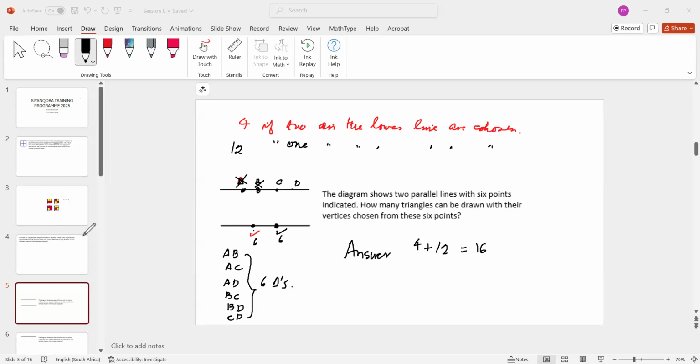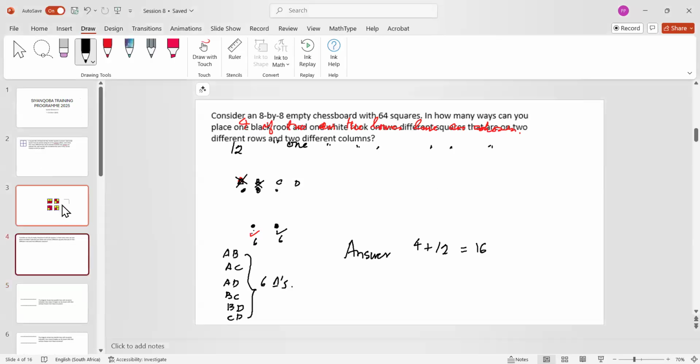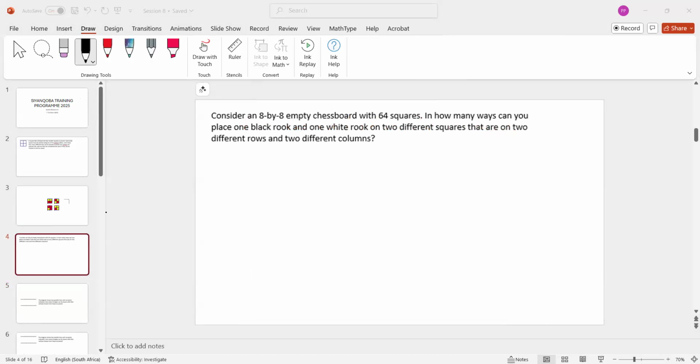Now, at this stage, I just want to say something. I'm going to use the same sheet that I chose before. Just ignore the question at the top. Now you'll notice when we wanted to choose 2 points from 4, we saw that there were 6 ways of doing it. Now I just want to expand on that idea.